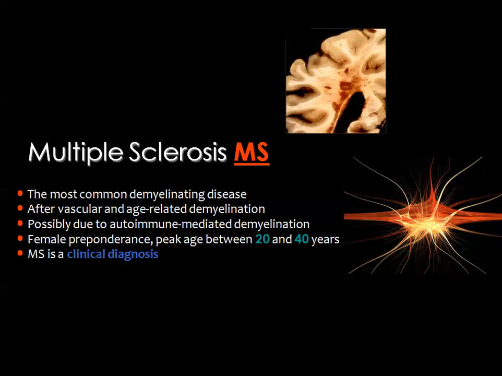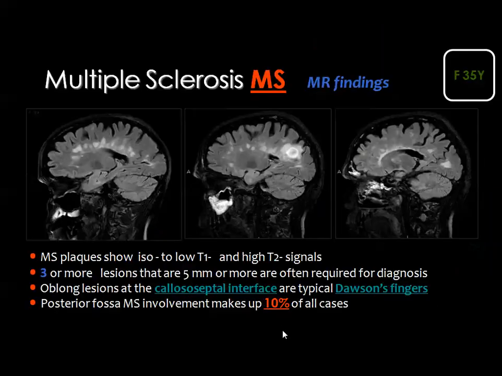Then we came to the famous multiple sclerosis, and this is considered the most common acquired demyelinating disease after the vascular and age-related demyelination. It is considered an autoimmune mediated demyelination, and the age incidence of this disease ranges between 20 and 40 years of age. And we all know that MS is a clinical diagnosis. Imaging is just to confirm the diagnosis and to follow up the disease response to medical treatment.